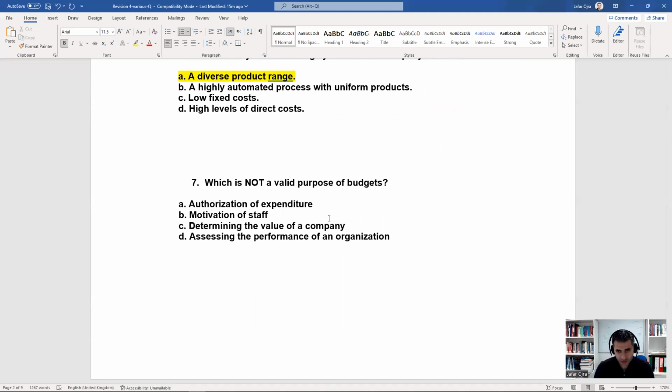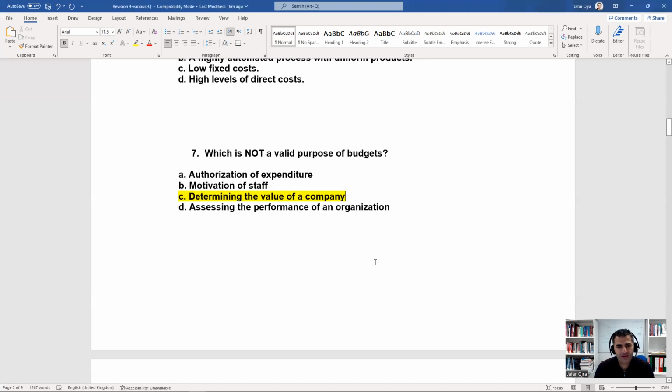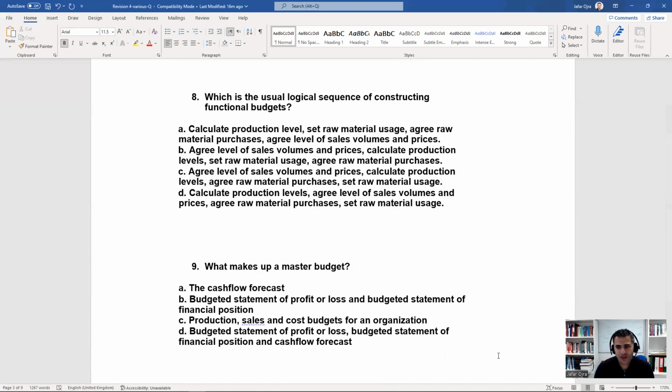Which is not the valid purpose of budgets? A budget is not primarily designed to calculate the valuation of a company, as this would need information concerning a longer period than just 1 year ahead. It's not the authorization of expenditure, yes. Motivation, yes. Assessing the performance of an organization, yes. But when it comes to valuation of the company, no, it's nothing to do with the purpose of budgets at all. Definitely not.